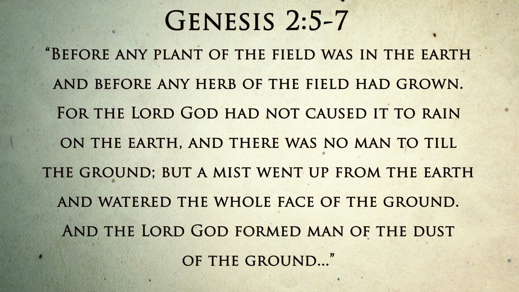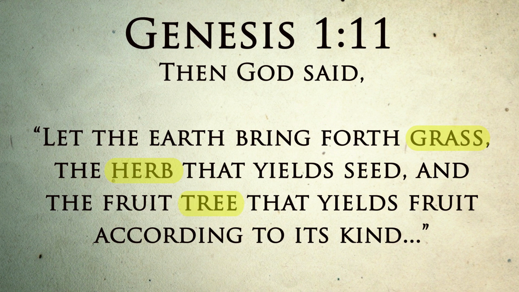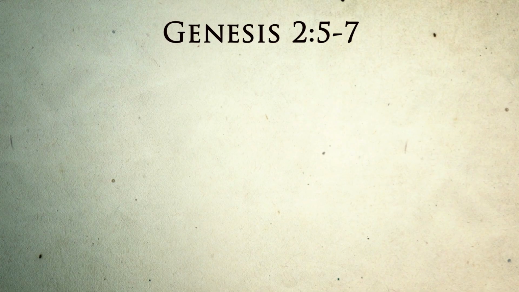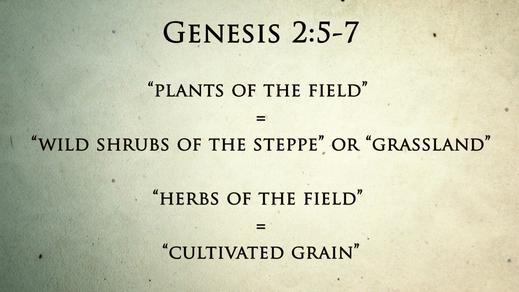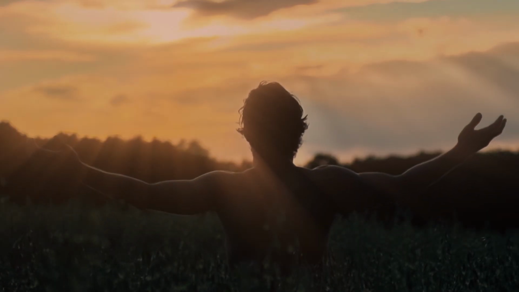In this passage, these verses call the plants plants of the field and herbs of the field. These terms are more specific than the grass, herbs, and trees described in day 3 of Genesis 1, because none of these are accompanied with the of the field description. Hebrew scholar Mark Futato defines plants of the field as wild shrubs of the steppe or grassland, and herbs of the field as cultivated grain.